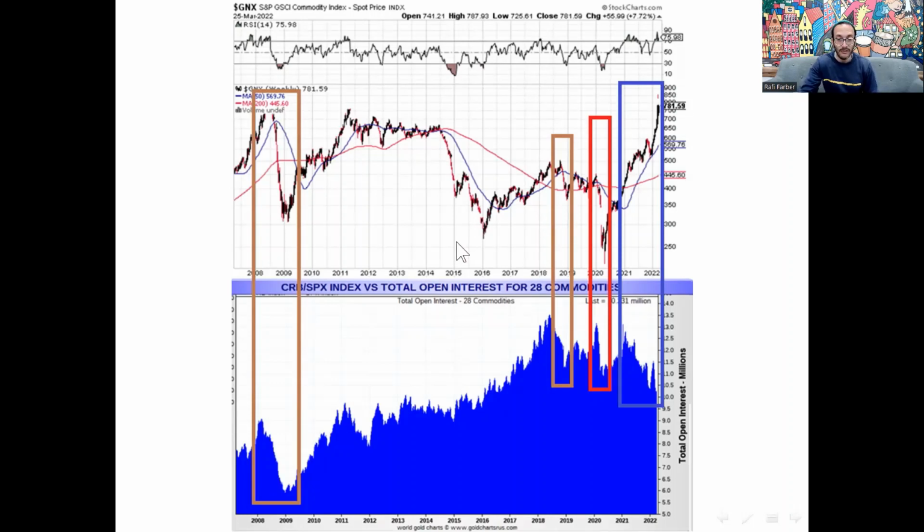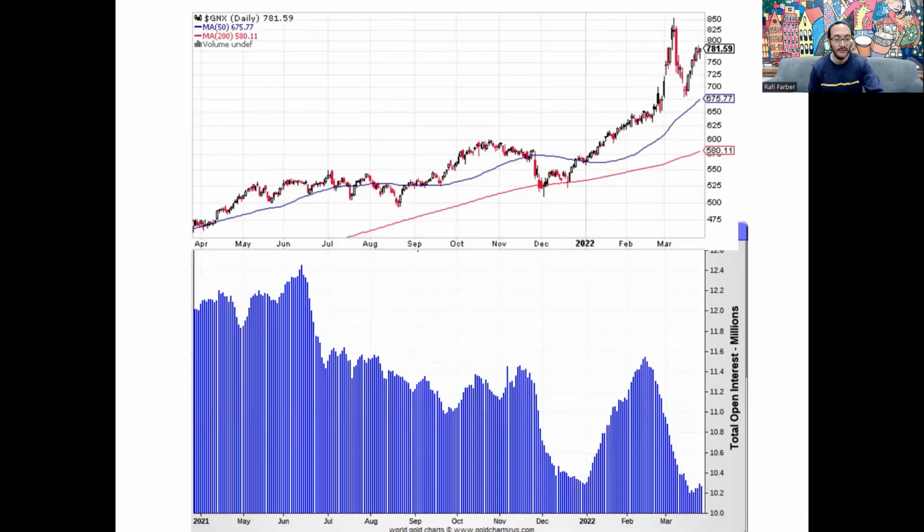And if we zoom in on what has happened the past year and a half, this is what we see. This is the price of the GNX, and this on the bottom is open interest, especially since February of 2022. We've seen a massive short squeeze in all forms of commodities, energy, metals, and agriculture. We've seen the price get squeezed higher as open interest falls to a new low of around 10.3 million across markets.